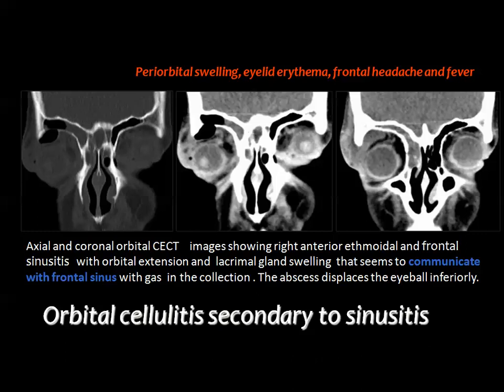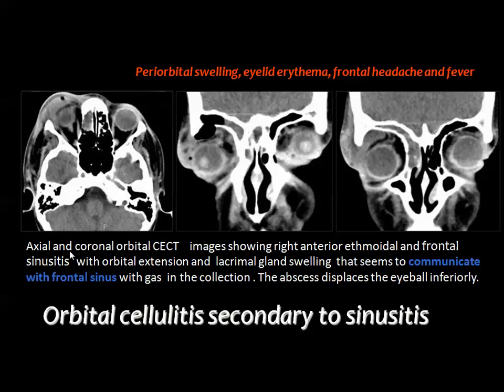This is an example of orbital cellulitis secondary to ethmoidal and frontal sinusitis. You see here there is involvement of the lacrimal gland and there is inflammatory granulation tissue in the superior lateral aspect of the orbit with swelling of the eyelid as well. And in the axial image, you can see some air loculi, and this air is usually trapped between the eyelid and the inflammatory reaction here anterior to the globe.